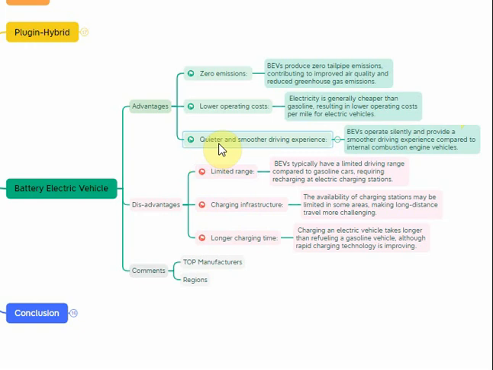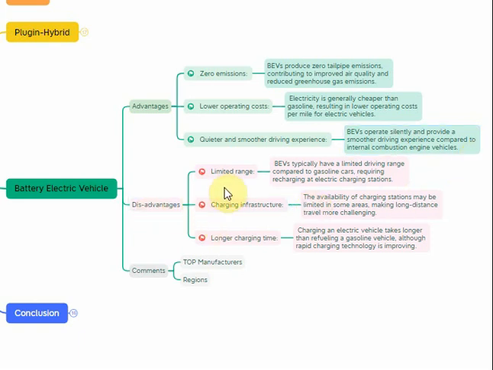Meaning it is much smoother and you have better control over the vehicle, because it's running based on the acceleration or braking demand as you give it. There is no influence from a running engine like in an internal combustion engine. Therefore, it gives you a smoother and silent driving experience, which some people like, while some people still like the traditional internal combustion engine approach.